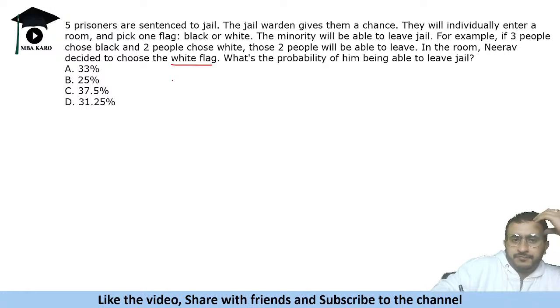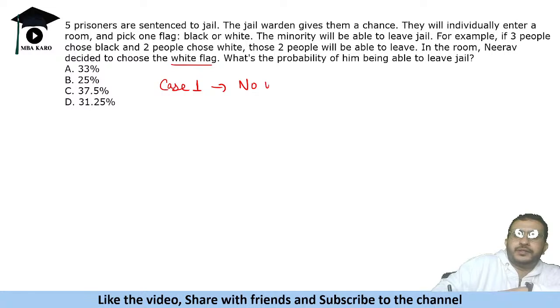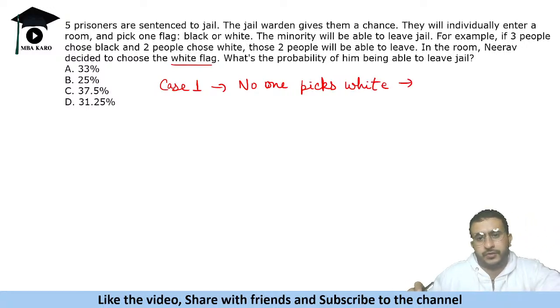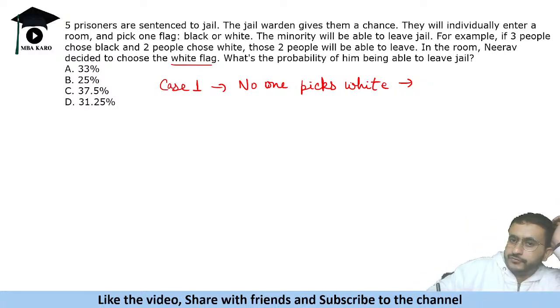Okay. अब हमारे पास four prisoners left हैं. Now in what cases can he be free? Case one, no one picks white, isn't it? अगर कोई भी white pick नहीं करेगा, so he will be free. So what are the number of possibilities? So the first person can pick in 1 by 2 ways, 1 by 2, 1 by 2.